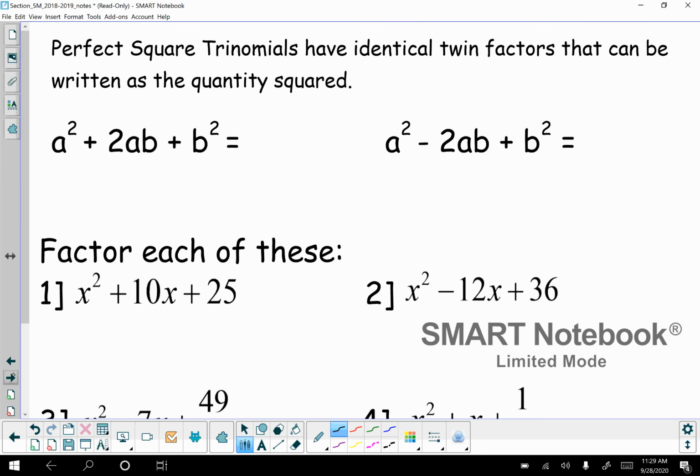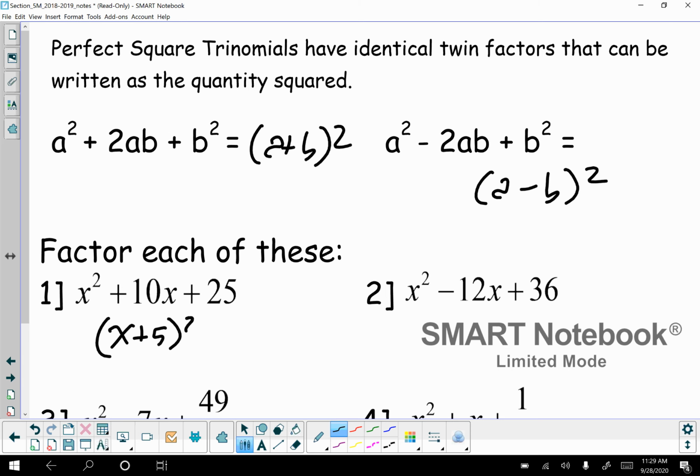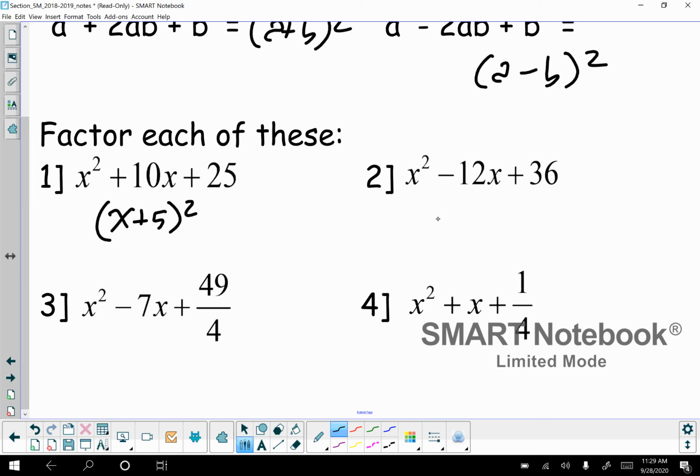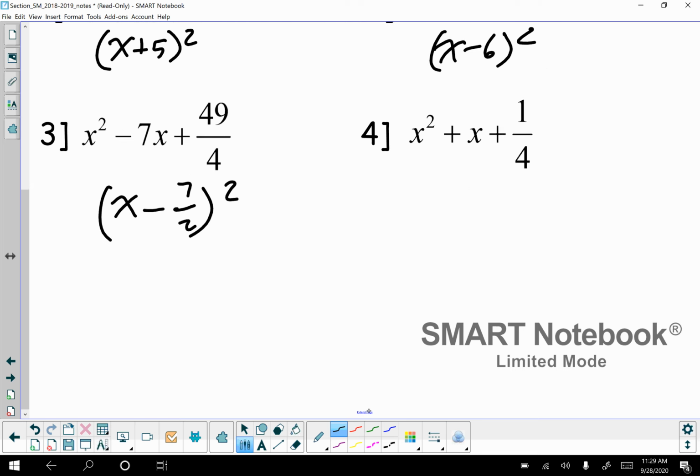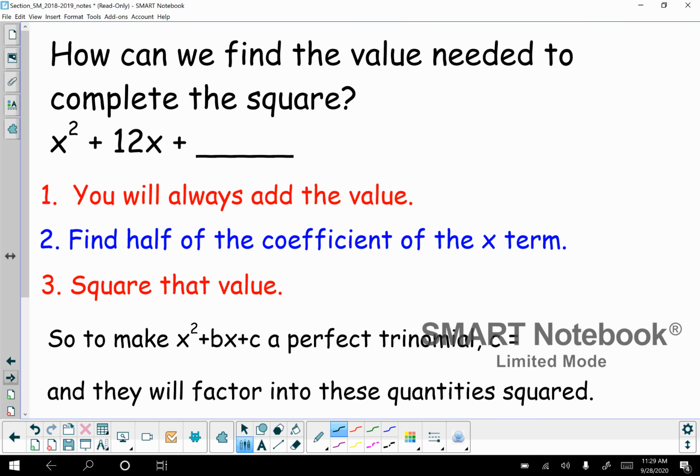All right, so perfect square trinomial. This is going to be a plus b quantity squared. This is going to be a minus b quantity squared. This one would be x plus 5 and x plus 5, so x plus 5 quantity squared. These are all perfect squares. This is x minus 6 quantity squared. This would be x minus 7 over 2 quantity squared. And this last one is going to be x plus half quantity squared. And again, we can ask in class how I did this so quickly. They were perfect square trinomials.